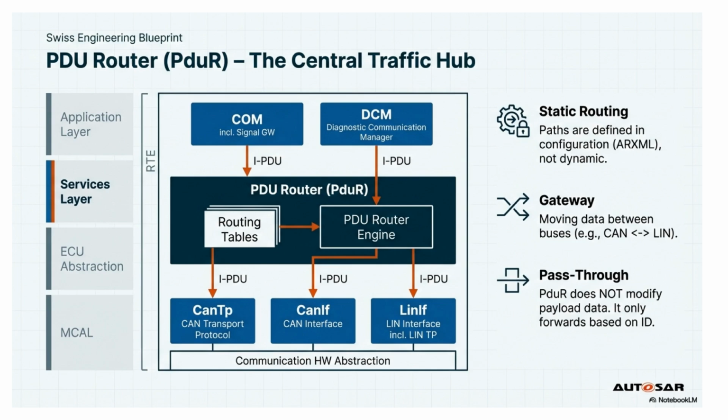PDUR operations include down-routing transmission requests, up routing reception indications, and gateway routing, where it moves data from one bus system to another, such as from CAN to LIN. To maximize efficiency, the PDU-R supports zero-cost operation, where it can be optimized to act as a simple macro layer, directly calling lower-layer functions to eliminate the processing overhead of a full routing engine.